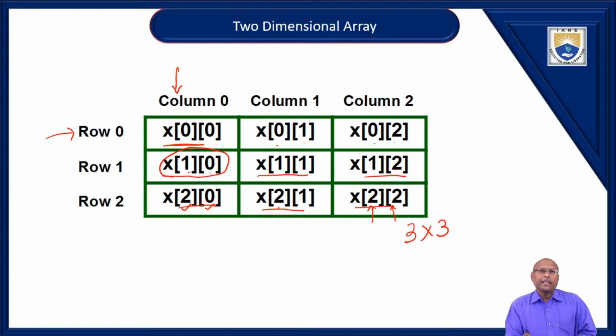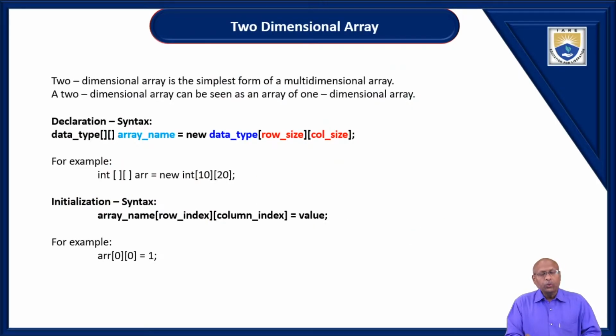So this is a simple representation of a two-dimensional array. And remember, the index always starts from 0. The column index starts from 0, and the row index also starts from 0. So it is a 3 by 3 matrix. Now, how to declare a two-dimensional array in Java and how to assign a value to a particular place of an array? Let us see the syntax.